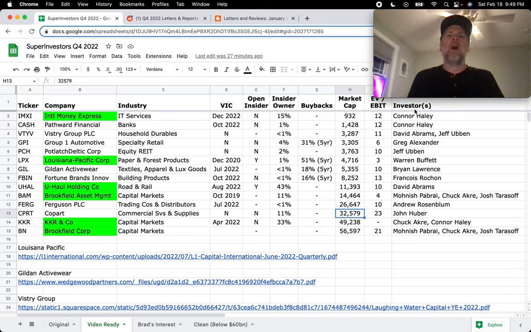And then the last column, who bought it, right? Who either bought it as a new position or added significantly to it as one of the more concentrated positions in the portfolio. You've got Connor Haley from Alta Fox, David Abrams, Jeff Ubin, Greg Alexander, Warren Buffett, Brian Lawrence of Oak Cliff, Francois Rochon, I think that's Giverny Capital, David Abrams, Pabrai, Chuck Akre, Josh Tarasov. Of course, Chuck isn't really actively managing the portfolio anymore at Akre Capital.